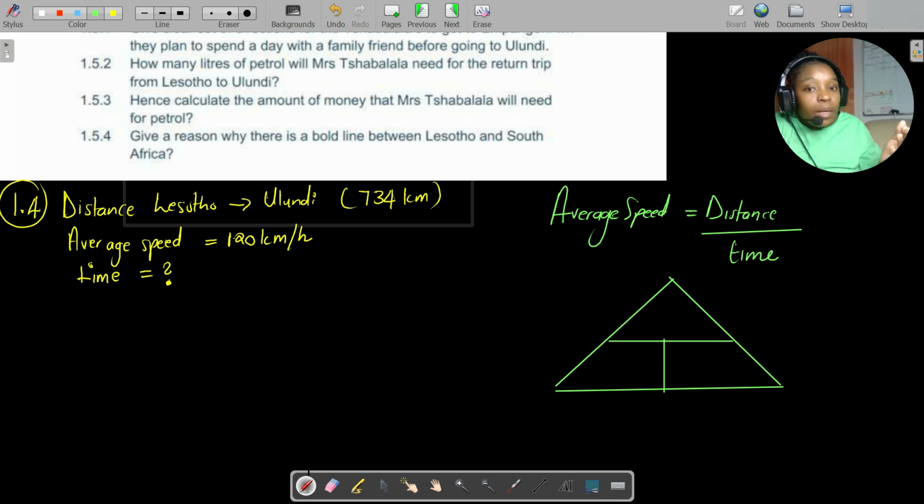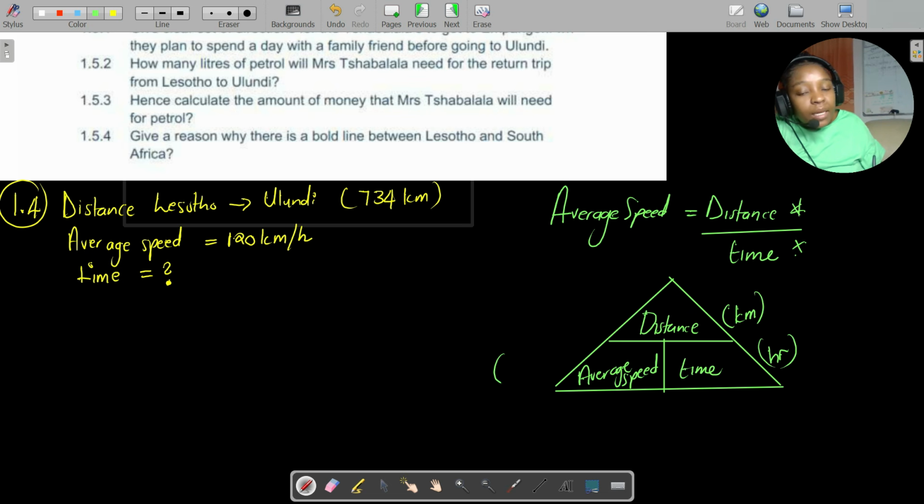If we are asked to determine time, here it's not a matter of just substituting distance over time. We need to now change this formula so that it's time is equal to something over something. Just to ensure that we don't make any mistakes, put distance at the top, time at the bottom. Obviously here it's average speed. Then we know that the units for distance need to be kilometers, for time hours, for average speed kilometers per hour, right?